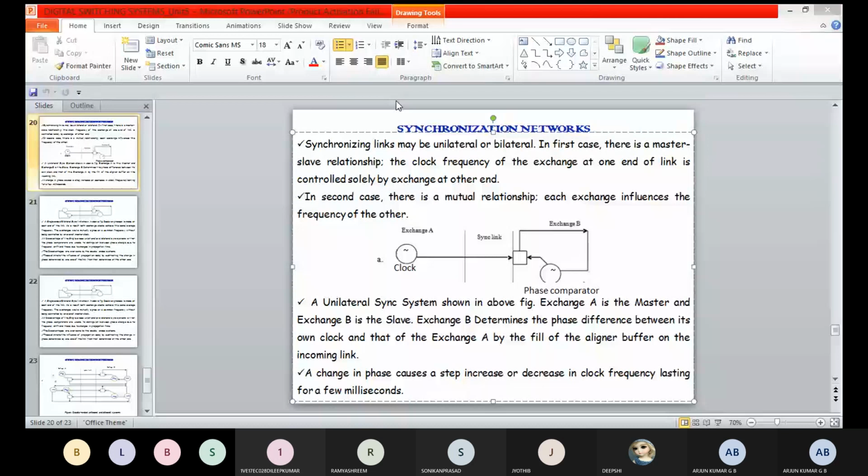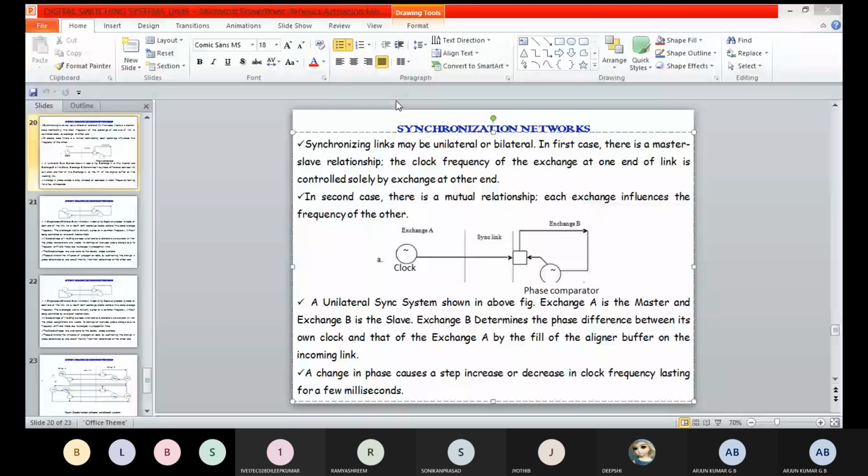And then a change in phase causes a step increase or decrease of the clock frequency lasting for a few milliseconds. We can see there is a clock frequency in the exchange. Through this we can increase or decrease the frequency. To match the frequency, suppose the frequency is lower than that of customer B, exchange B means we should increase it. Suppose it is higher, then we decrease it.